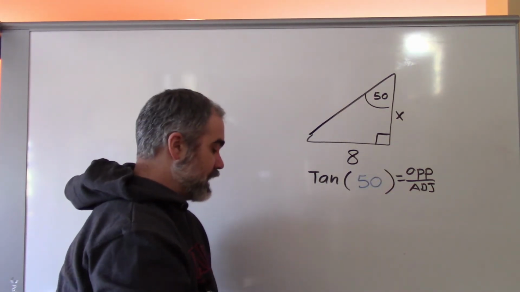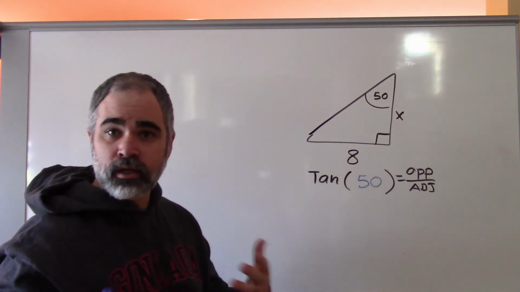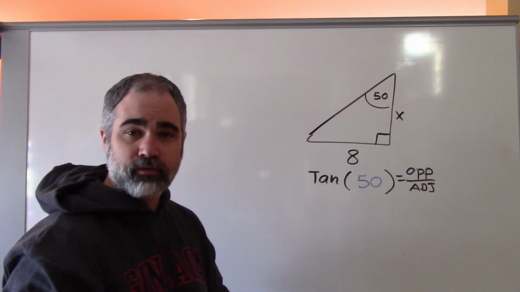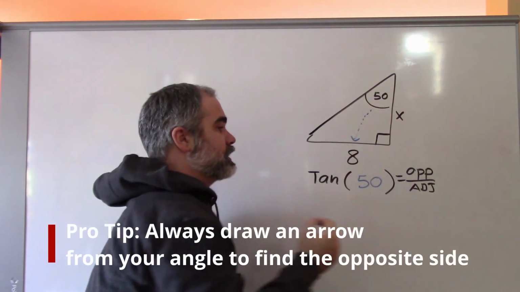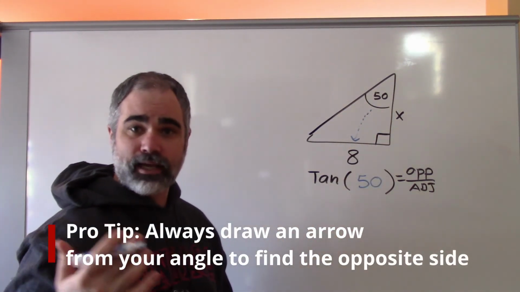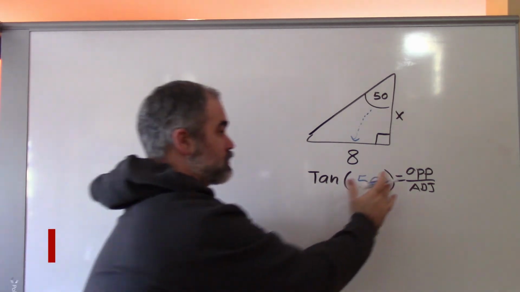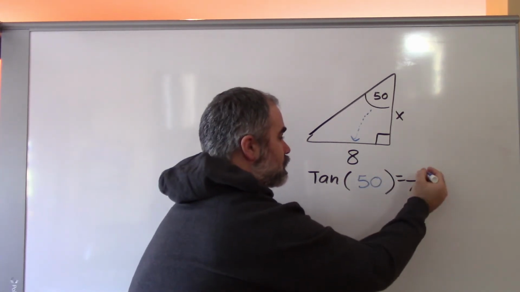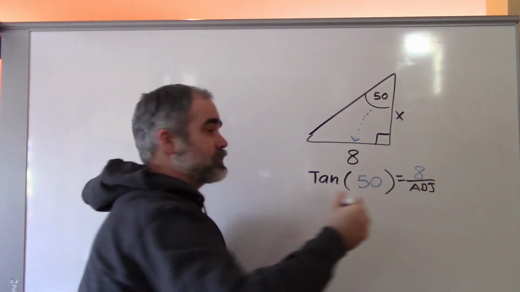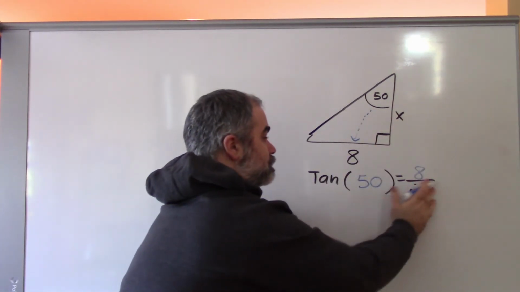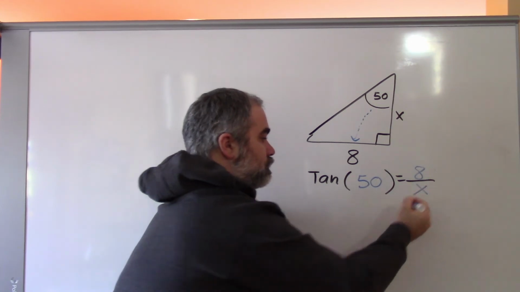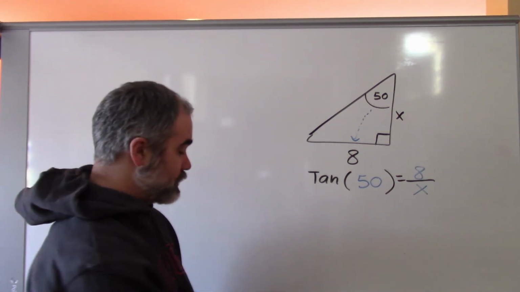The opposite side is a little harder to see because I've rearranged this triangle a little bit for you, but you can draw an arrow from it and see that the opposite side in this case is 8. So I'm going to write 8 in here for opposite. And the adjacent side is the one next to the angle. It's not the hypotenuse, so that's got to be x in this one. All right, so we've got an equation.